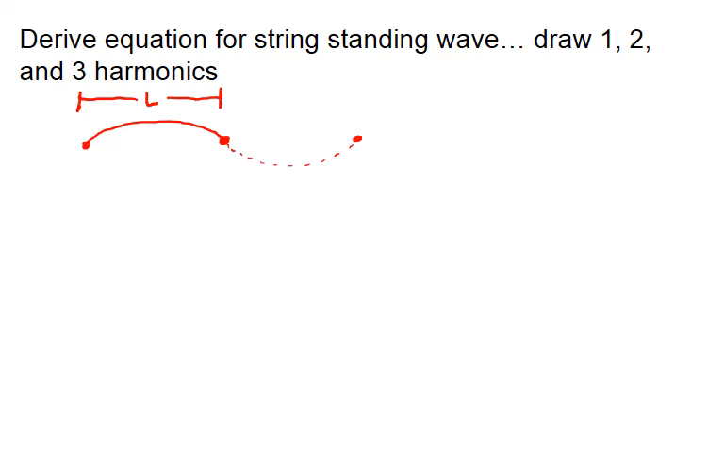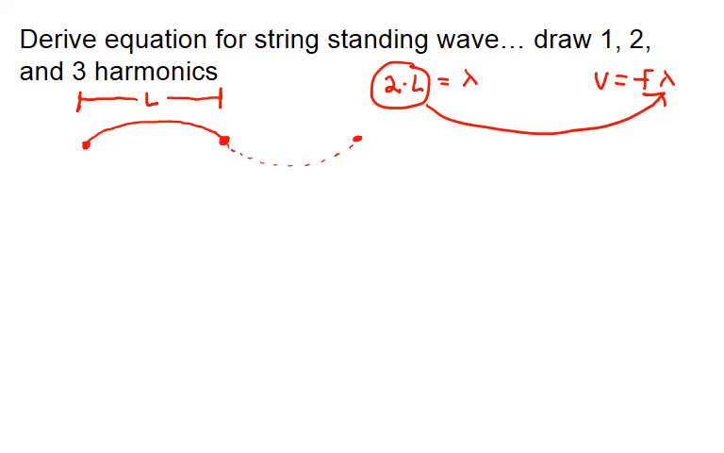All right, so the rest of that wave, we could draw there. And we have L is the length of the string. And 2 times L in this case would be equal to the wavelength. And so V equals frequency times wavelength, the frequency times 2L in this case. And so solving for frequency, it would be V over 2L.